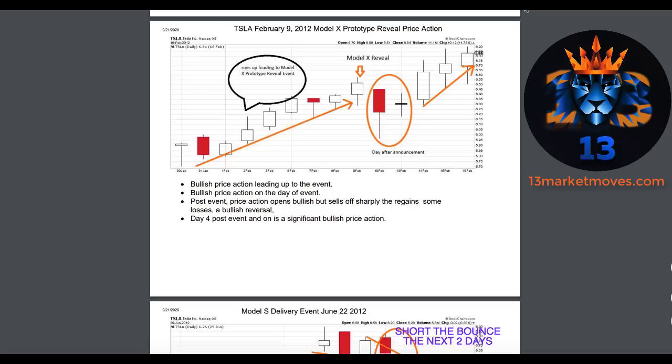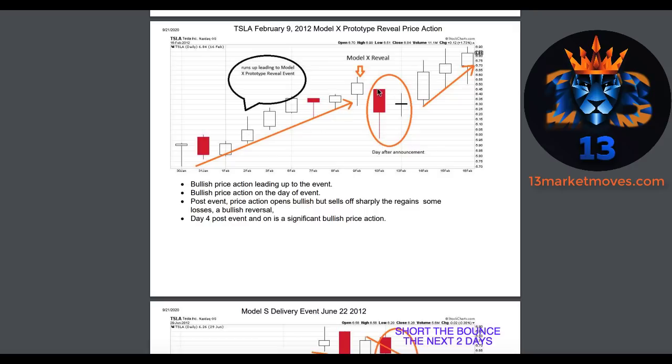Now, next event right here, we've got February 9, 2012, the Model X prototype reveal, the fallen reaction of the market. Was it an awesome day? Sure, it was beautiful. However, watch what happens the next day. The stock drops. It doesn't necessarily drop pre-market, or at the open, but it does stage a rather substantial drop after the stock opens. And notice, in this case, they buy the dip the day after the announcement.